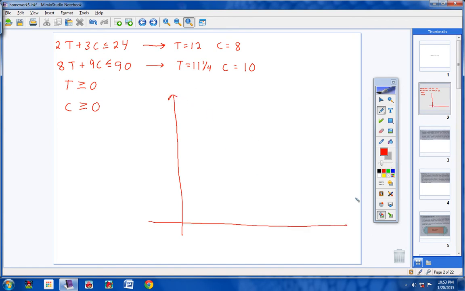Now, it doesn't really matter which axis you call T and C. I'm going to call this axis T and this axis C. If you flip-flop that, that's totally fine. So students, here we go for your t-axis. Let's go all the way up to 12. Your c-axis has to go all the way up to 10. 10 is your biggest number.